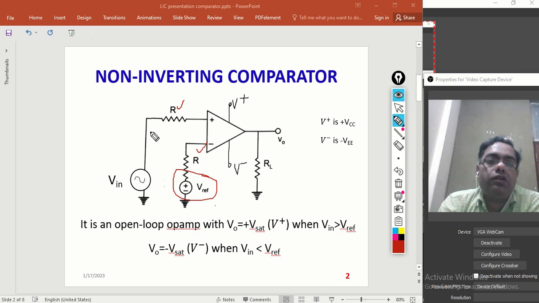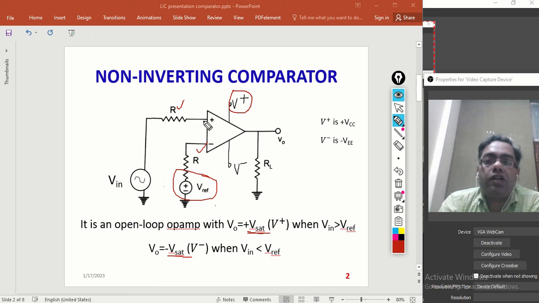Now, when the voltage at the non-inverting input is more than the voltage at the inverting input, the output is plus V saturated, which means it will take the voltage of the V plus power supply. Whereas if the voltage at the inverting input is more than the voltage at the non-inverting input, then the output of the op-amp will be minus V sat. It means it will take V minus, which is the negative power supply voltage.